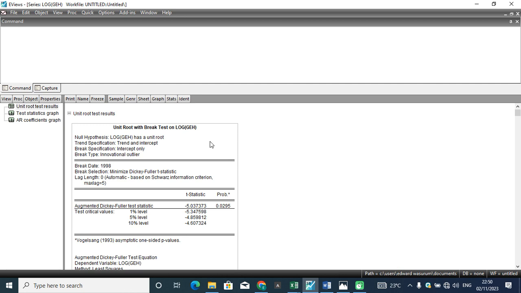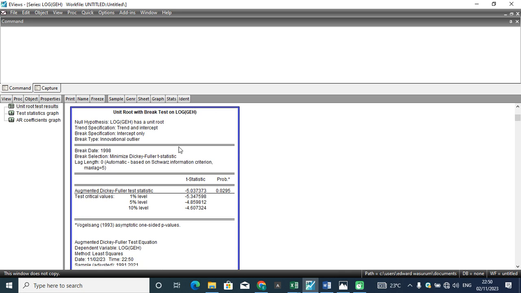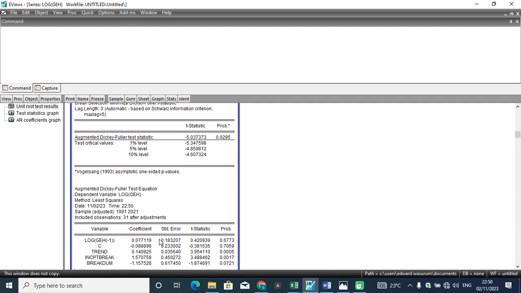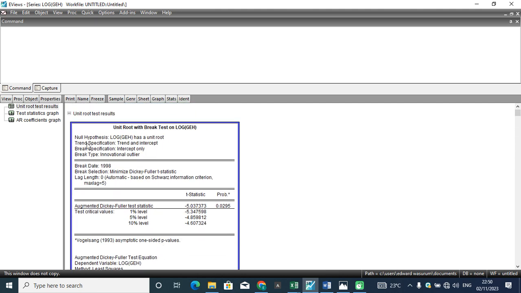Let me copy it neatly. Let me pull it into Microsoft Word where we can look at it collectively. This is the result that came out, and this is what they call the Perron unit root test. This result is divided into two phases. The first phase is the breakpoint phase, while the second phase is the normal conventional unit root phase.